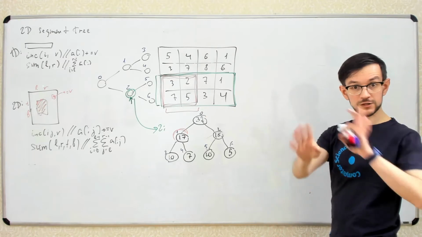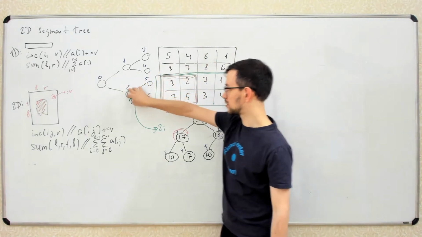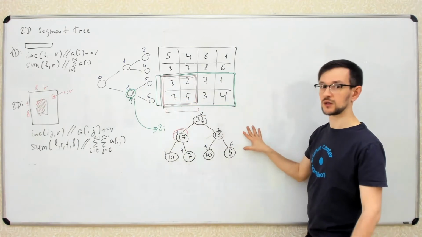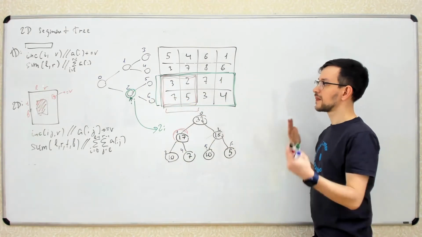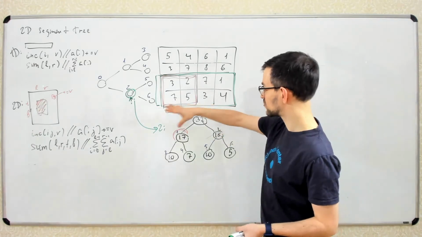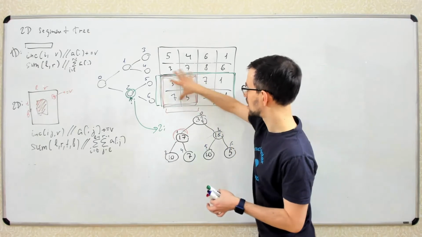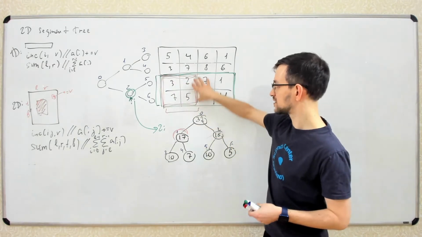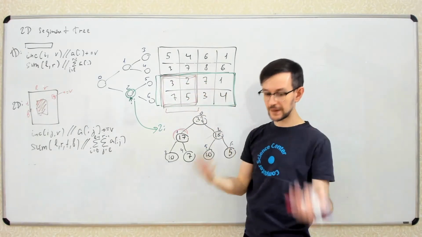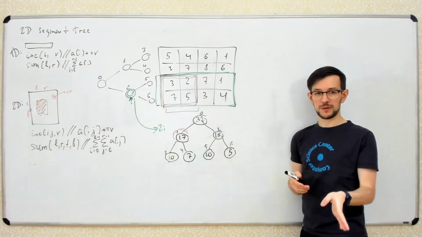That's all. So we make a first segment tree. In each node of the segment tree, we put another segment tree. And now we have this segment tree inside the segment tree, and each node of this inner segment tree corresponds to some rectangle of this array, and it contains the sum of all elements inside this rectangle. That's all. How to implement this? It's actually quite easy to implement.